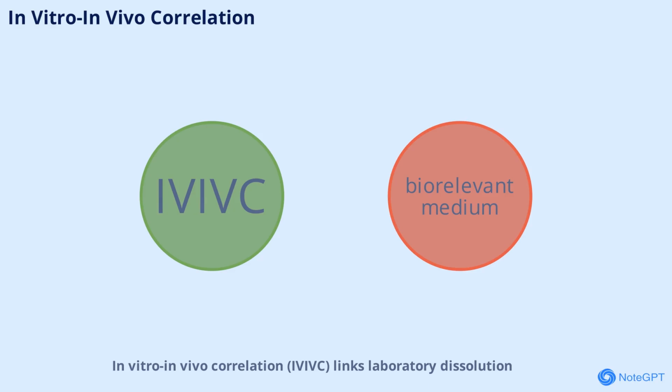In vitro-in vivo correlation, IVIVC, links laboratory dissolution results with actual drug absorption in the body. By using biorelevant media that simulate fed and fasted states, we can better predict how a drug will perform. The rate-limiting step, whether dissolution or permeation, determines the choice of medium and test conditions. IVIVC is especially important for formulation development and understanding food effects on drug release.